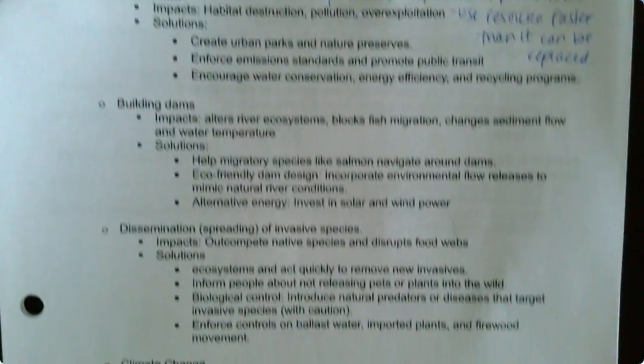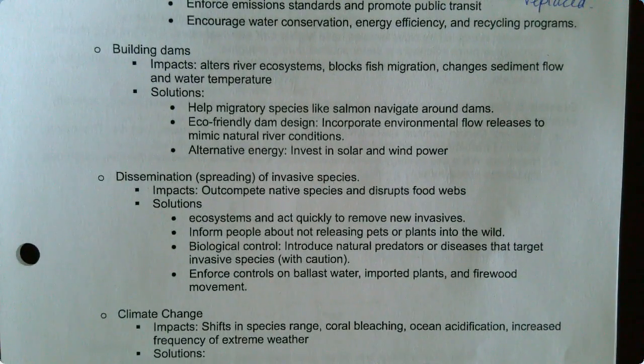Next up, we have building dams. Building dams, they block the water. So it alters river ecosystems, blocks fish migration, changes sediment flow and water temperature. Solutions, you can build something so that salmon go from one area of a river to another. If you have a dam, they get stuck, they can't go where they need to go. So if you can have a little pathway so that salmon can actually migrate where they need to go, that's better than just putting a roadblock there, because then that's going to reduce the number of salmon in that area.